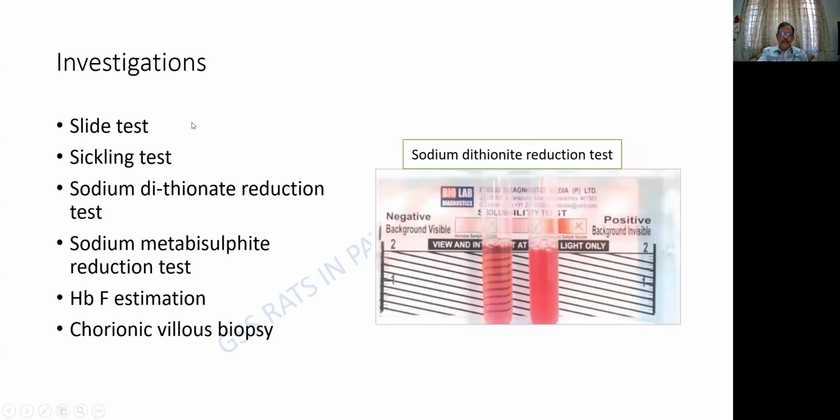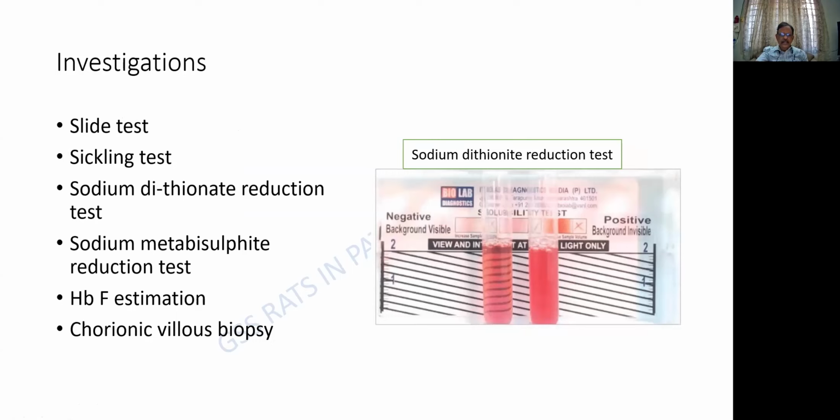How do you identify or confirm a sickle cell anemia? A full-blown sickle cell anemia we can see in the peripheral smear, but in a trait we have to identify. Slide test is one. What we do is we place a drop of blood and then you surround it with Vaseline. Then you place a cover slip on the top.